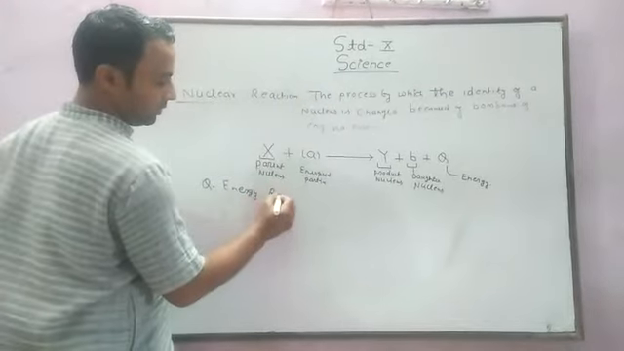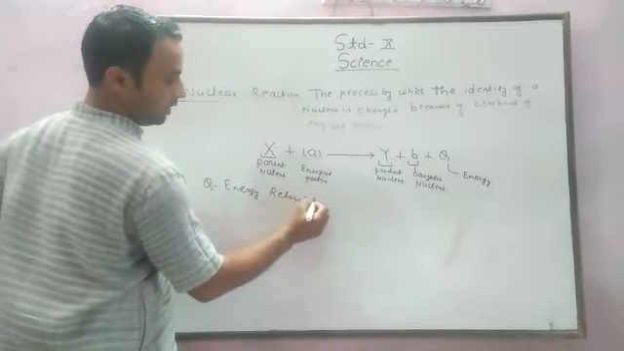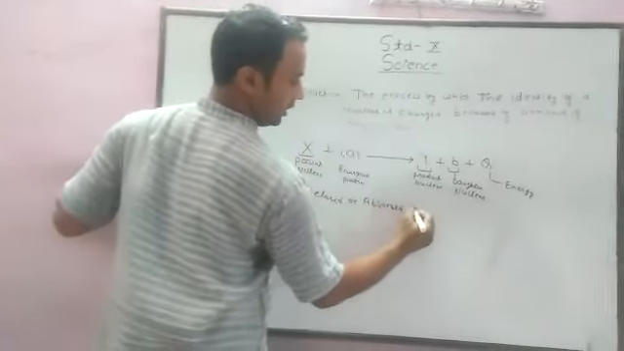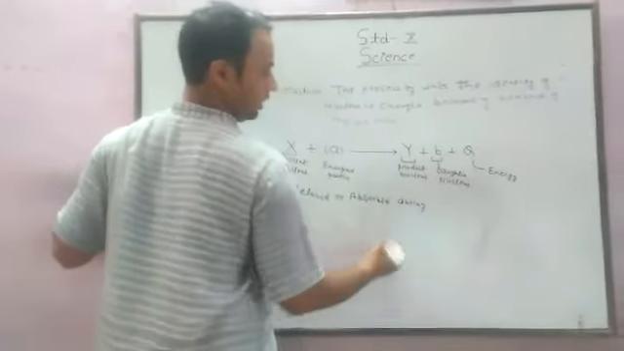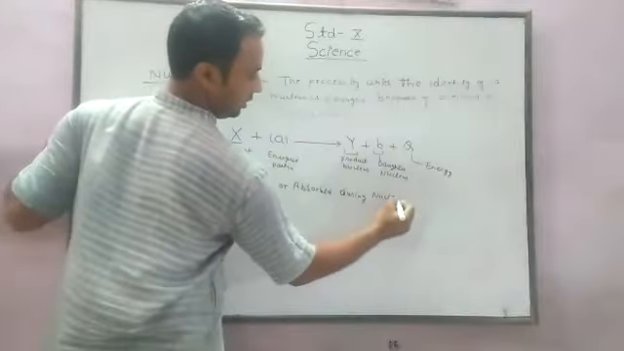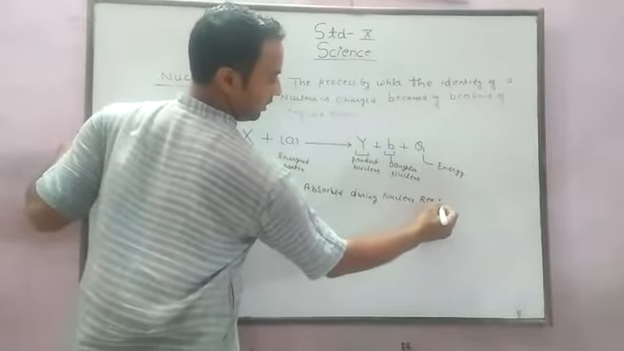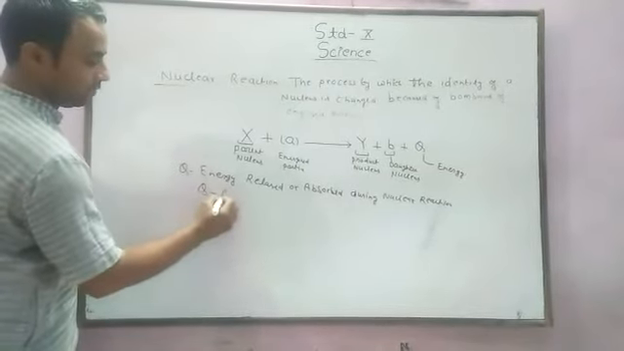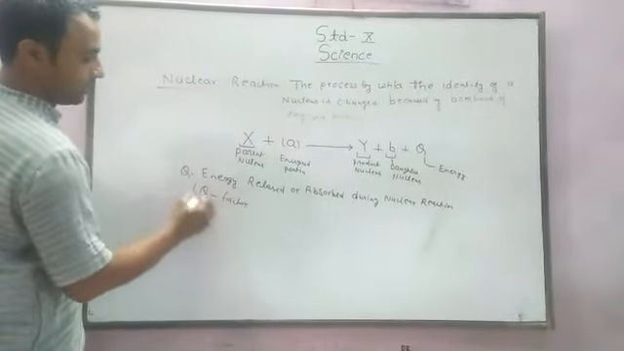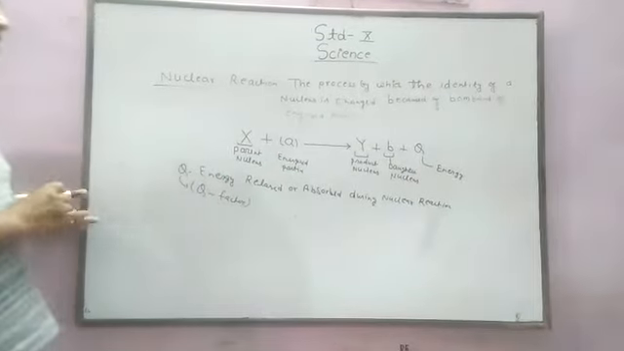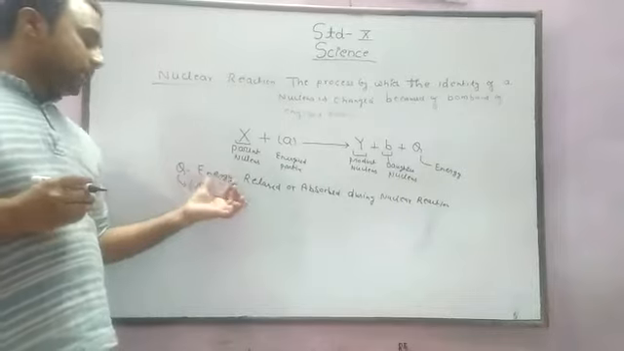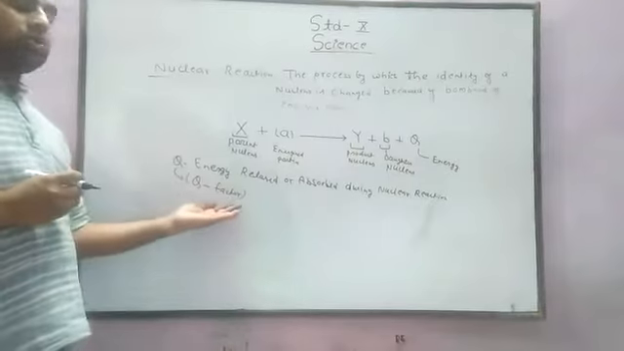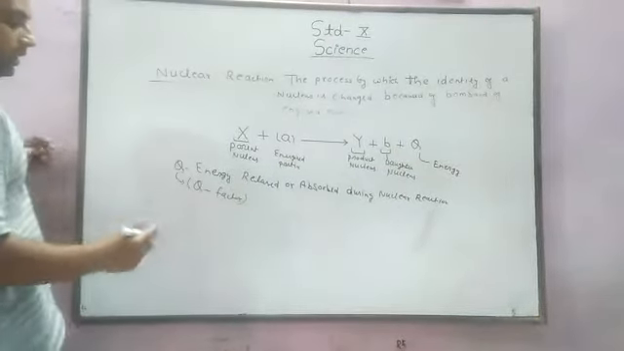Q is the energy released or absorbed during a nuclear reaction. This Q is called the Q factor. Q means energy released or absorbed during the nuclear reactions, and this is also called the Q factor.